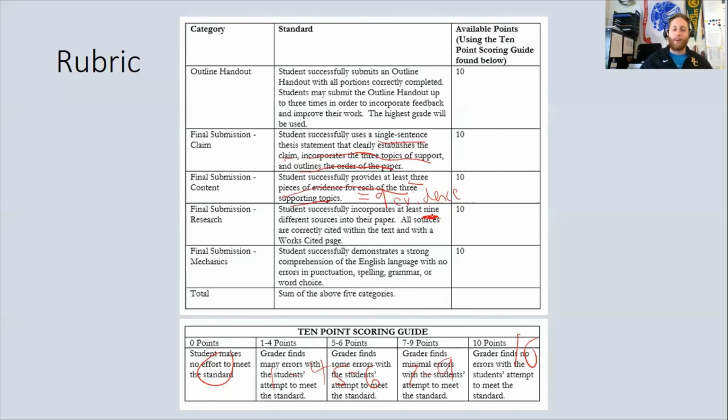The final category is mechanics. If you demonstrate a strong comprehension of the English language with no errors in punctuation, spelling, grammar, or word choice, you get full credit. So if you're bad with commas, find someone that's good with commas to help you out. If you can't spell to save your life, buy a dictionary or use spell check. There are ways to do well in regards to communicating and writing.